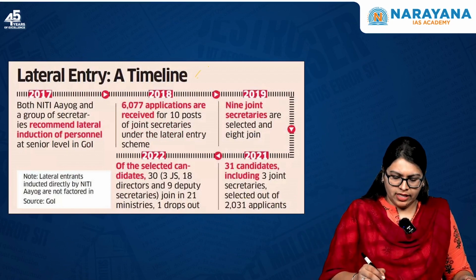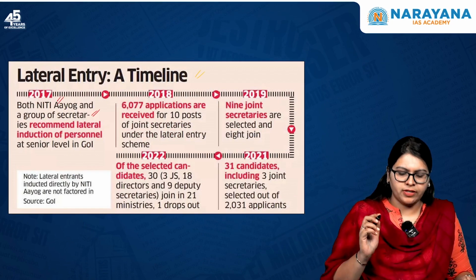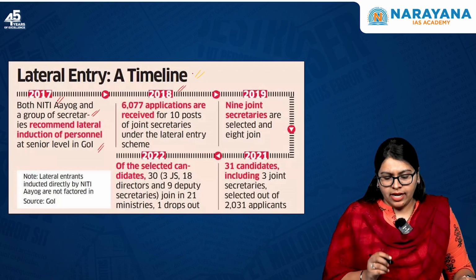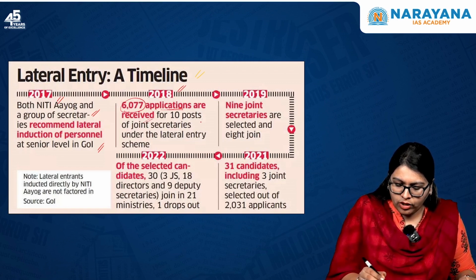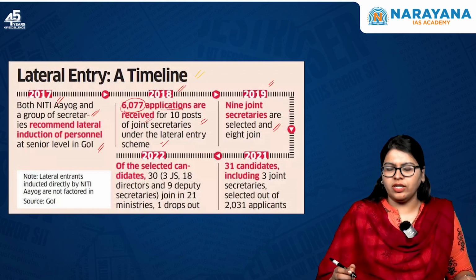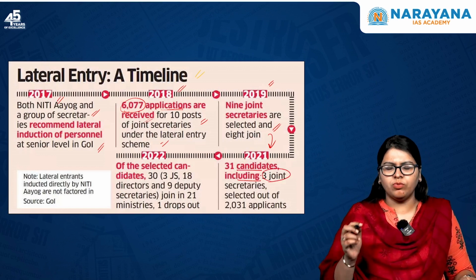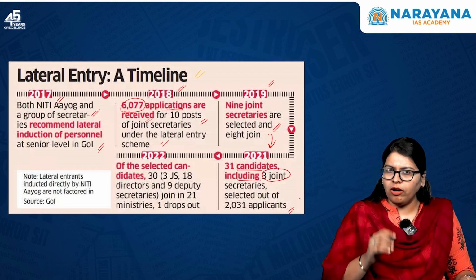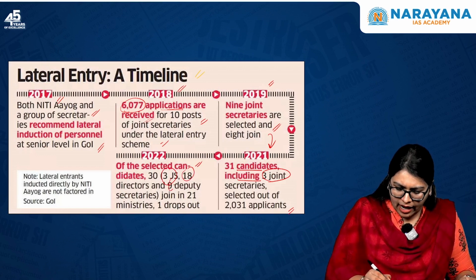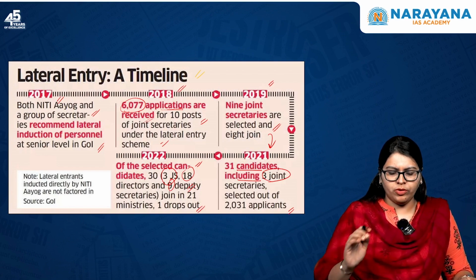Now moving forward, if you see this particular timeline in this image, in 2017 both the Niti Aayog as well as a group of secretaries recommended the lateral induction of personnel at senior level in the Government of India. In 2018, 6,077 applications were received for 10 posts of joint secretaries under the lateral entry scheme. In 2019, 9 joint secretaries were selected and 8 joined. In 2021, 31 candidates including 3 secretaries were selected out of 2,031 applicants. And of late in 2022, of the selected candidates, 30, that is 3 joint secretaries, 18 directors and 9 deputy secretaries, joined in 21 ministries and 1 dropped out. So this was the chronology of what had happened with respect to lateral entry into the Indian bureaucracy.